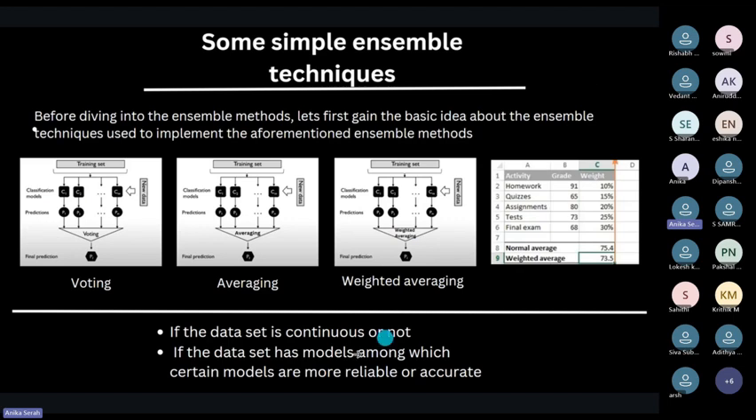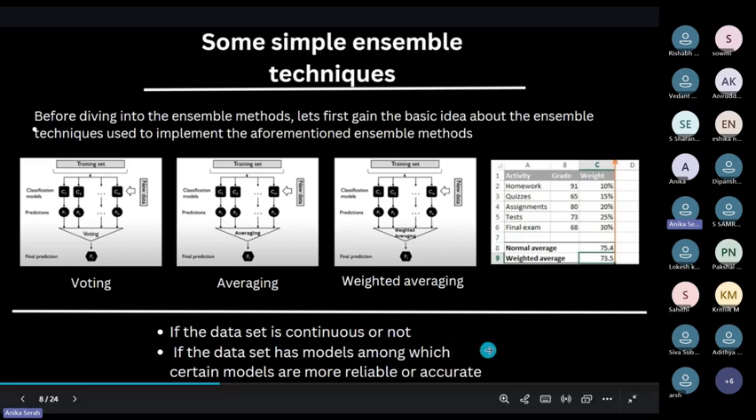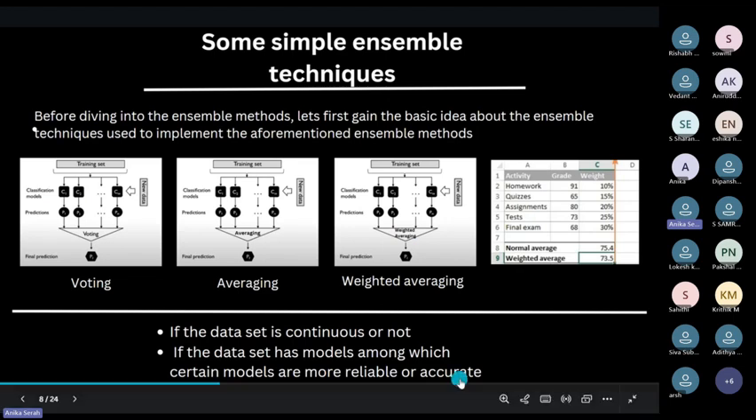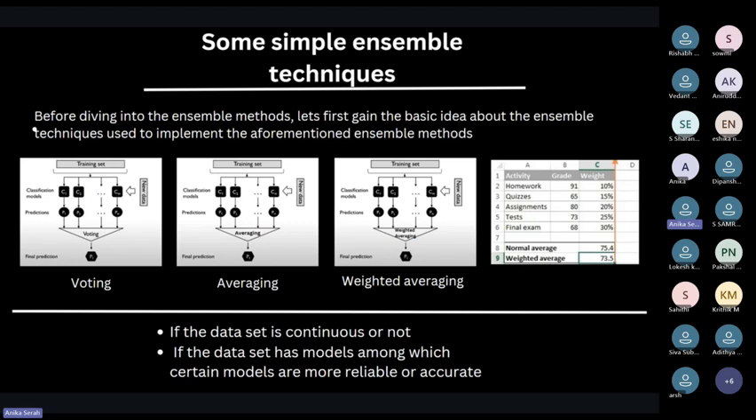So this depends on whether the data set is continuous or not. If it's a continuous data set, you'll use regression, so you'll use averaging or weighted averaging. And here, if some models are less accurate or less reliable, you use weighted averaging and give those models a smaller weight. So they'll have less say in the final prediction.